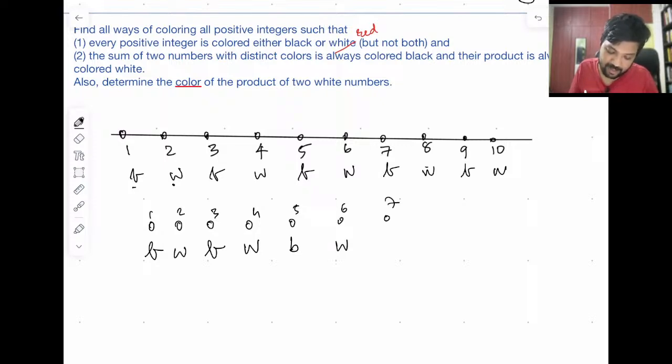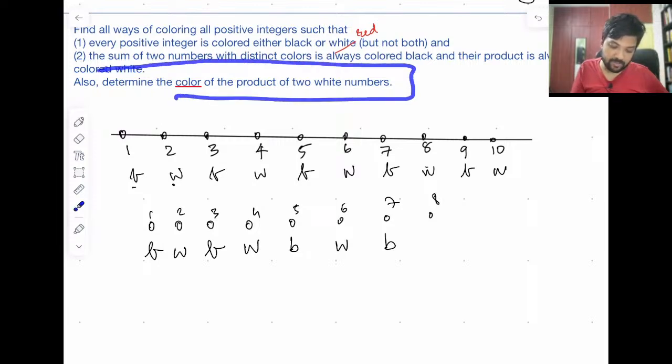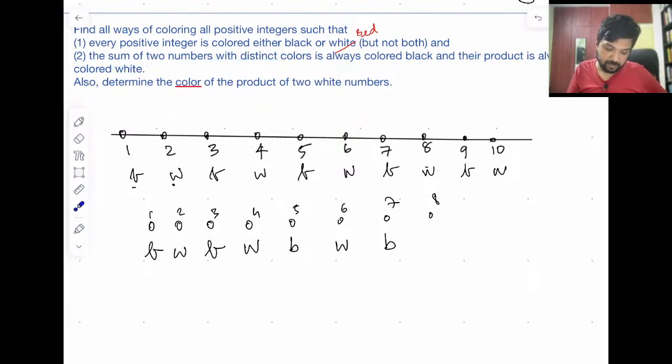Okay, 7, 8, and I think now we should be able to fill stuff. So 4 plus 3 is 7, that is black. 4 into 2, okay, that we can't use. Maybe we can determine what is the color of the product of 2 white numbers. It's given in the problem. Can we argue somehow that the product of white is white or something? In this example, it's white, no? If you could do that, then it's easy. Then we can do 4 into 2 is 8, which is white. I think it is white mostly, because if it were black, we'll be in trouble, I think. What could be the reason?